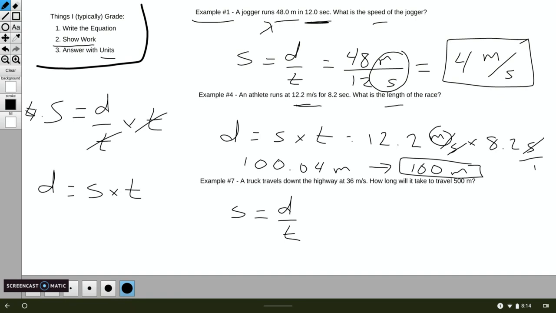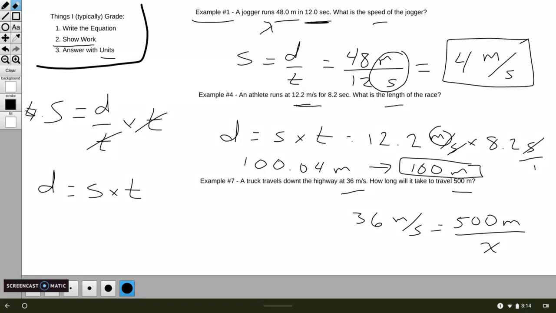So we know that it's traveling at 36 meters per second for 500 meters. So we would say 36 meters per second equals 500 meters divided by T. Or if you just want to call it X and solve for X, that's fine. Run it through the algebra and solve for X. Again, I'm totally okay with that. It's not the way I would do it.